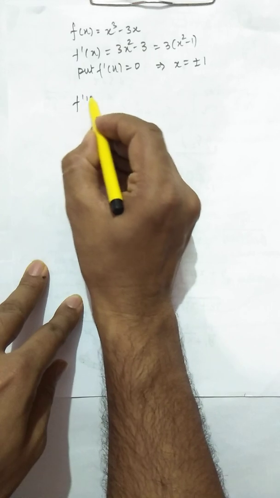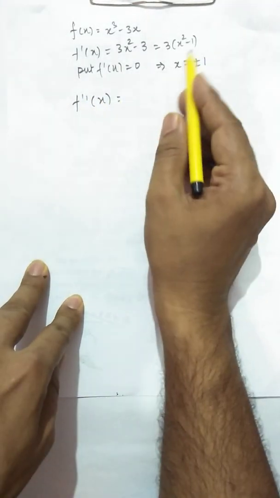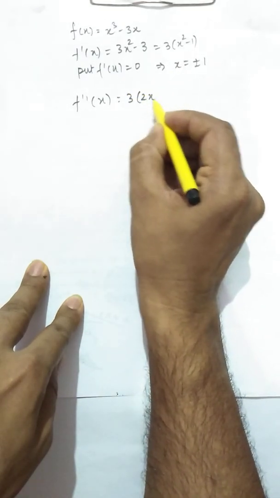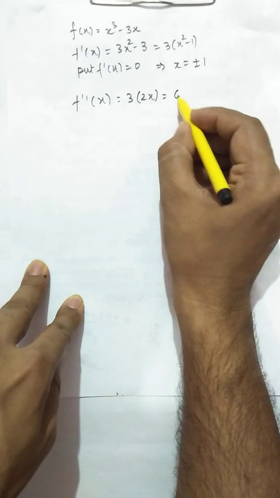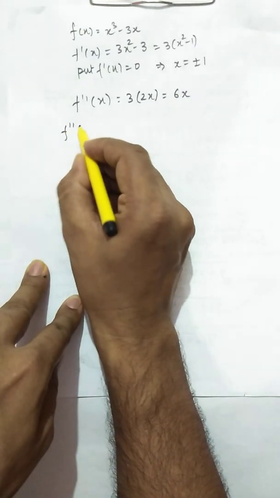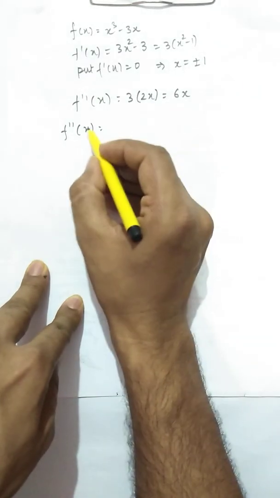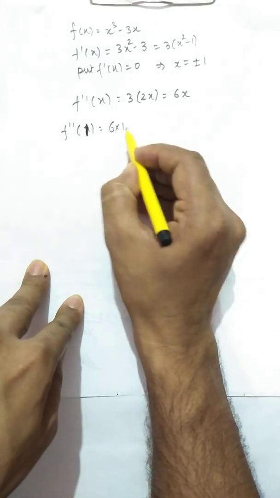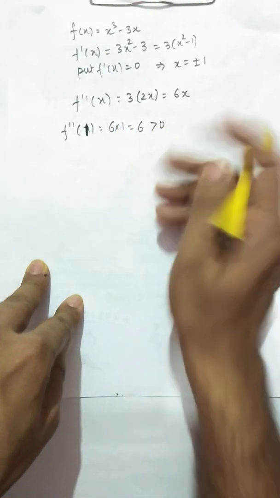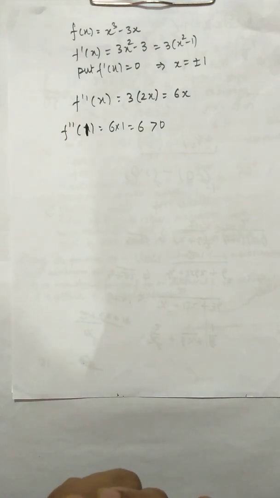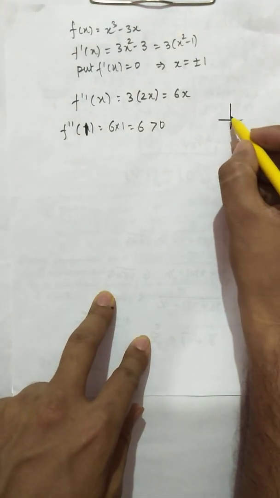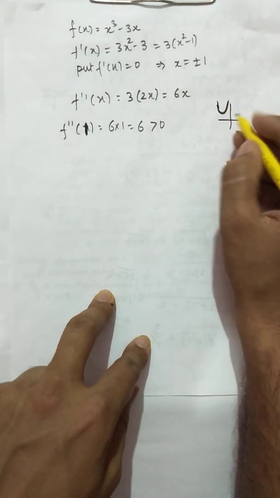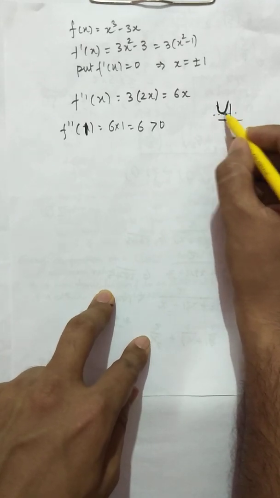Now we find the double derivative f double dash x. This is going to be 3 into 2x, so ultimately this is going to be 6x. Now you put the value x equal to 1. First we put x equal to 1, so it's going to be 6 into 1. This is 6, which is positive. If it is positive, it means the function will be concave up.